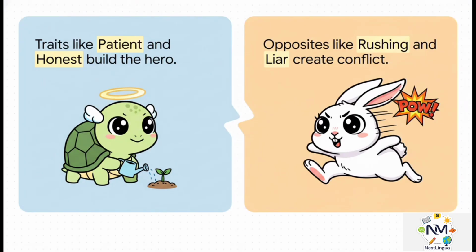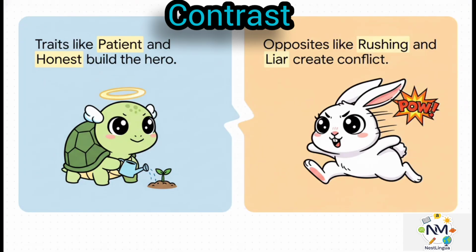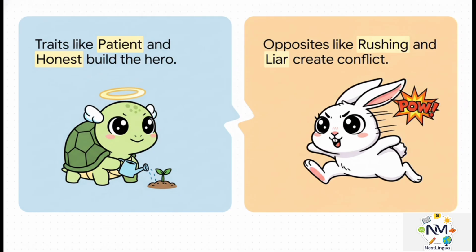Now here's a pro tip. The best fables are all about contrast. Pitting a good trait against an opposing one, like being patient versus always rushing, makes your lesson stand out. It's like turning up the volume on your message so everyone can hear it loud and clear.